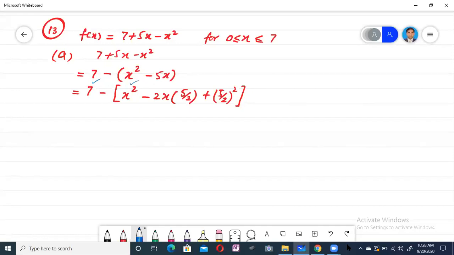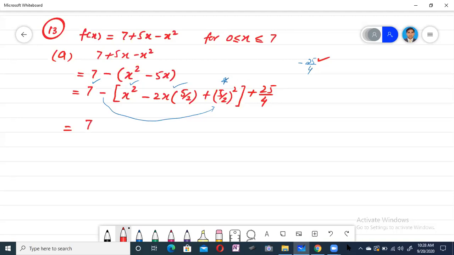this 2 can cancel, 5x as it is, this is extra, this 5 by 2. You know 5 square is 25, 2 square is 4, and this minus also multiplying with this, it means this is minus 25 divided by 4. Then as minus 25 by 4 is extra, we have to add 25 by 4 to make this expression balanced.